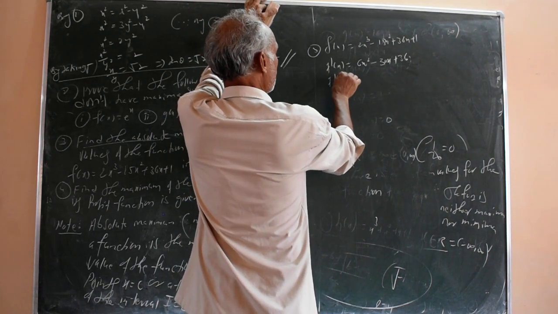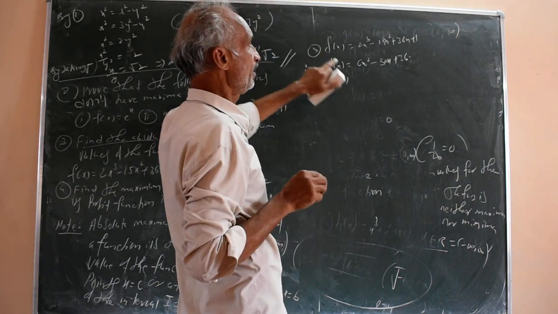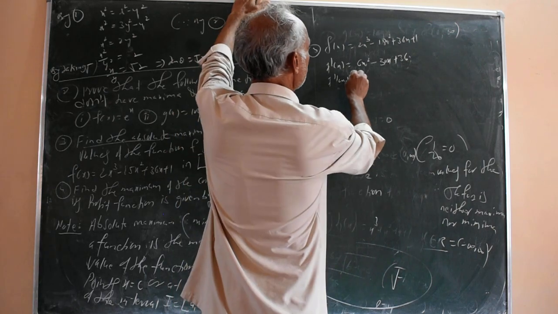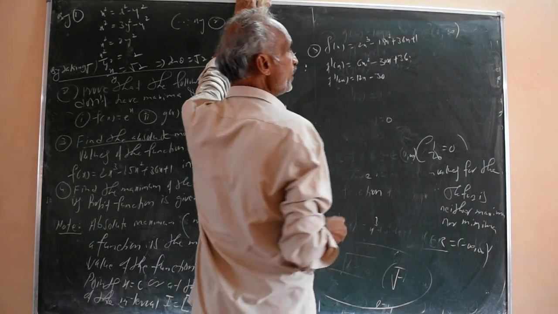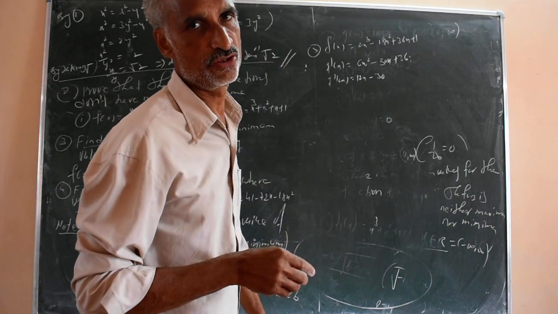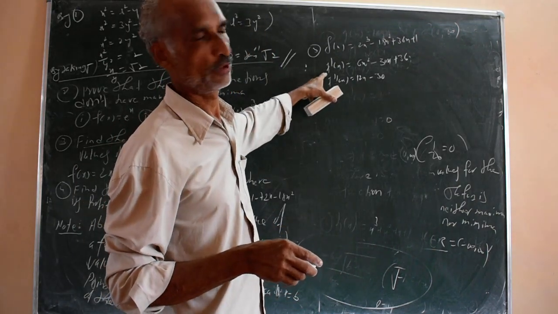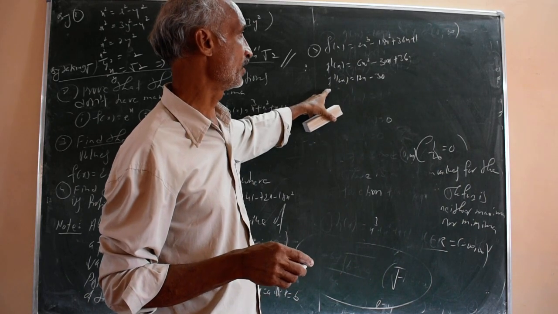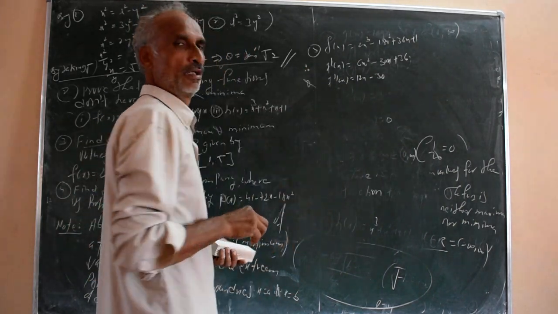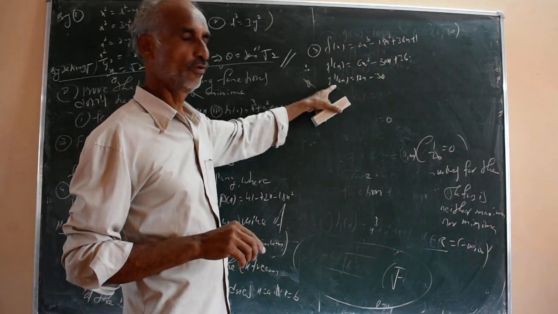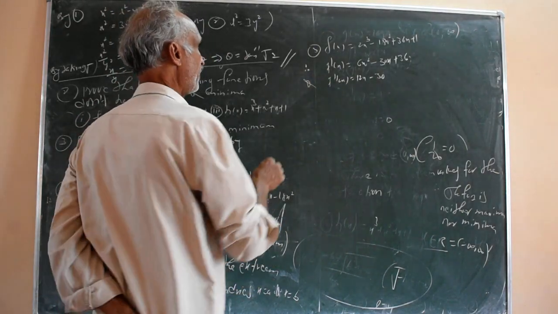F double dash of x. Again differentiating it. 6x square differentiation is 12x, minus 30. 30 into 1 is 30. Okay, 36 differentiation is 0. Differentiating with respect to x, I got f dash of x, again differentiating with respect to x, that f dash of x is differentiated, you got f double dash of x. Take f dash of x to 0.